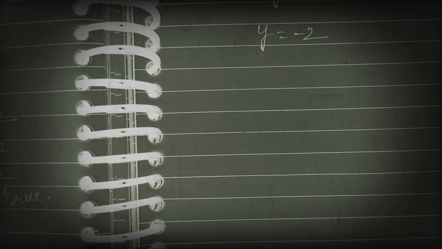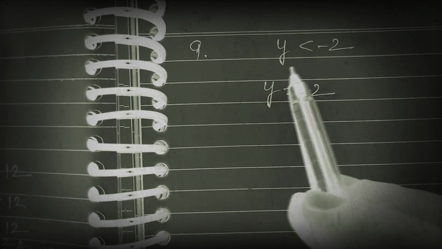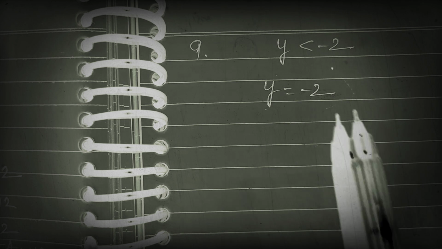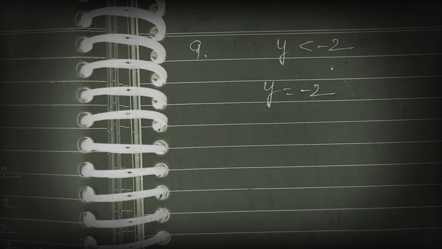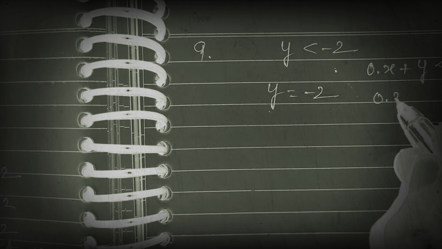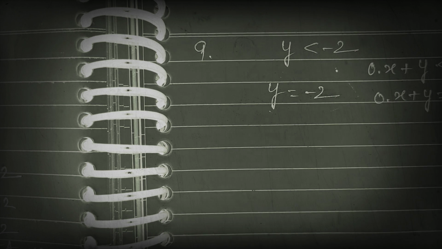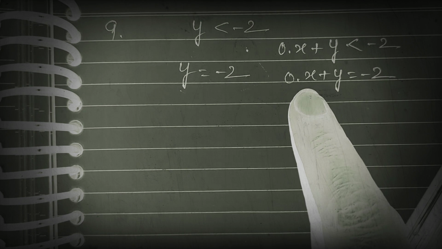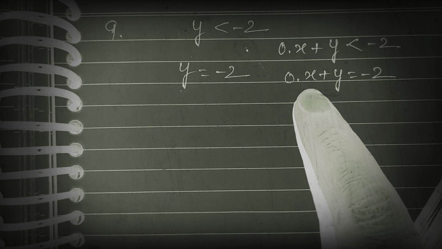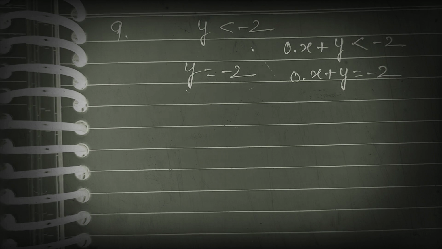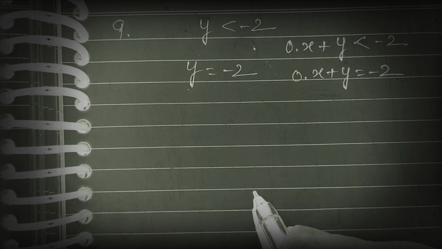Now come to one more question. y is less than -2. So firstly we will draw the graph. This is only in one variable. Or you can write in standard form 0 into x plus y is less than -2, or 0 into x plus y is equal to -2 for showing the line. Clear? If we take x any point 0, 1, 2, 3, y will always be -2. y is always -2.